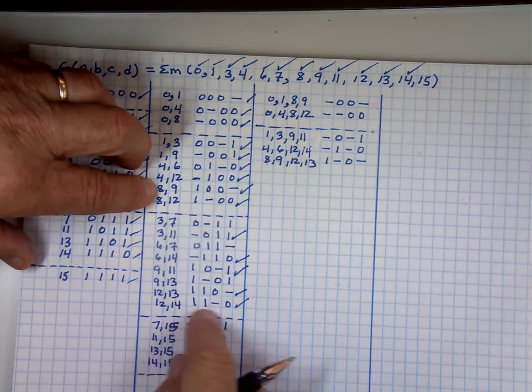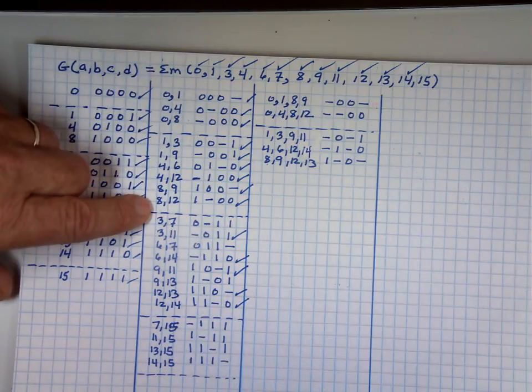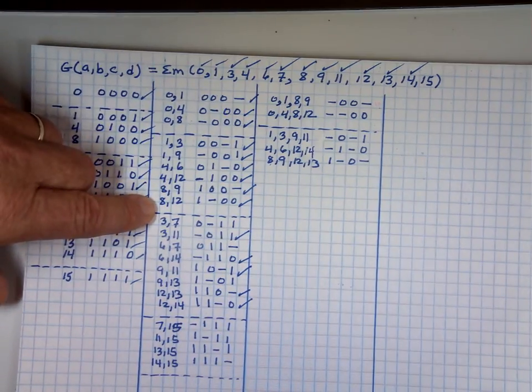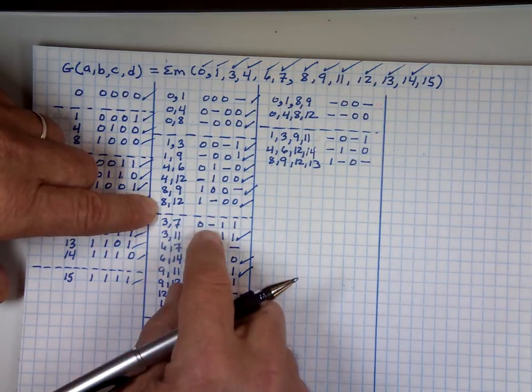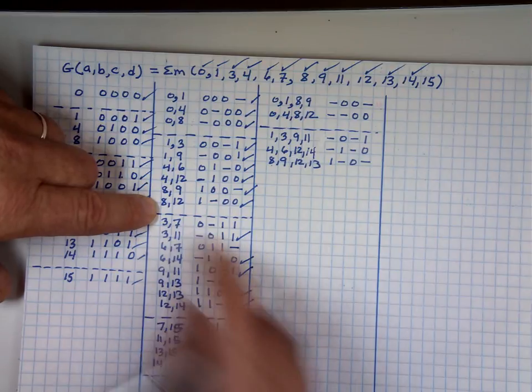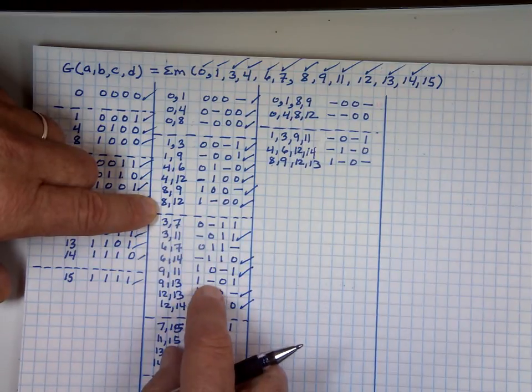Now the 8 and 12. 8 and 12, the dash is the second one. I see the first one. 8, 12, 3, 7. Nope. 8, 12, 9, 13. We have that one. Put a check mark.